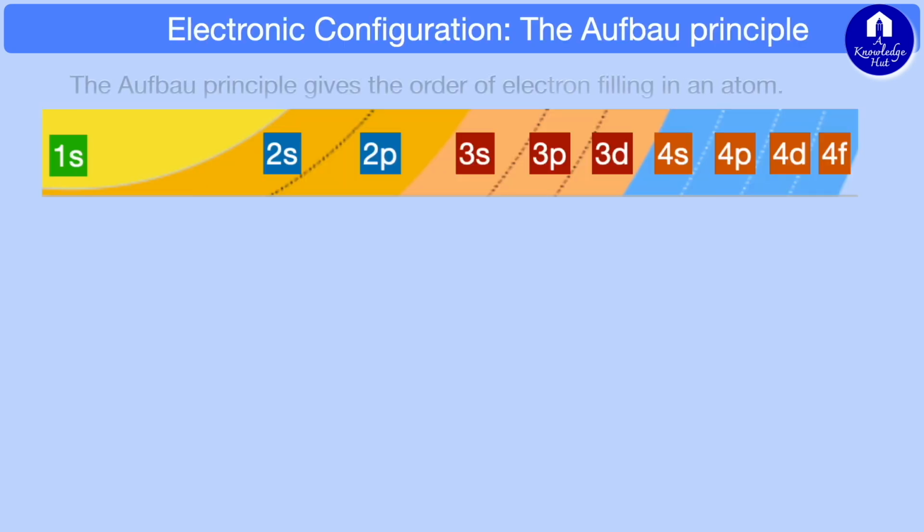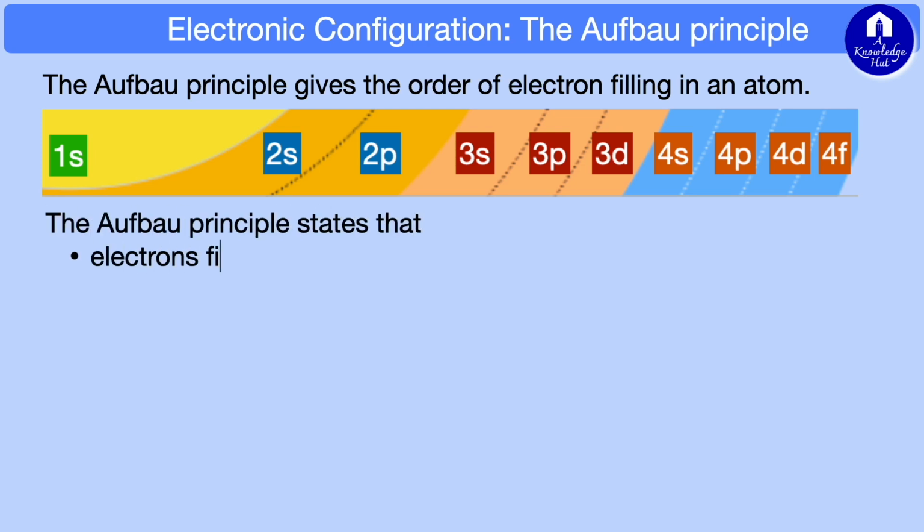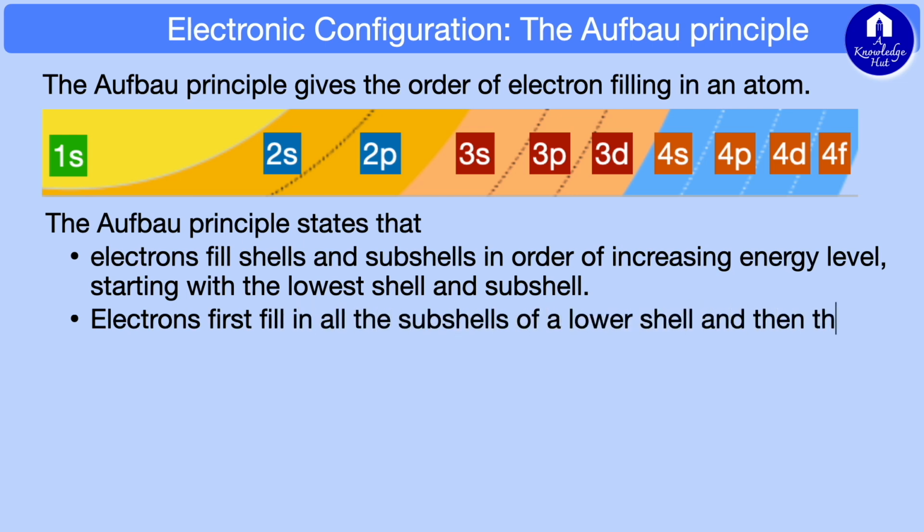The Aufbau principle gives the order of electron filling in an atom. The word Aufbau has German origins, and the principle roughly translates to a principle to construct or build up. It states that electrons fill shells and subshells in order of increasing energy level, starting with the lowest shell and subshell within that.